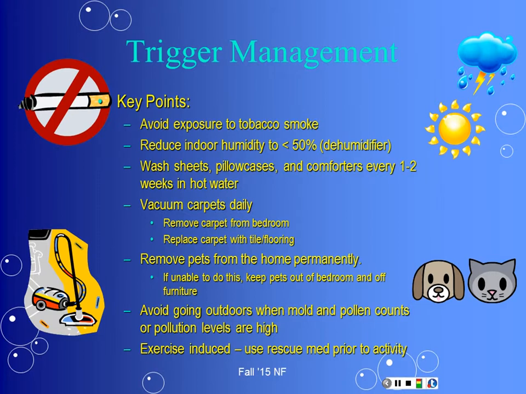All right, so the other thing, wash sheets, pillowcases, and comforters every 1 to 2 weeks in hot water. They tell you it needs to be washed in hotter than 120. However, what is the safety setting at home? Less than 120. So, yeah. Vacuum carpets daily. Remove the carpet. So the biggest deal a lot of times with that is they may need to remove the carpet from the bedroom, and replace it with some type of tile or flooring. Okay, just to help with that.